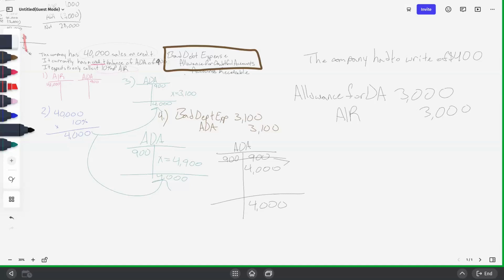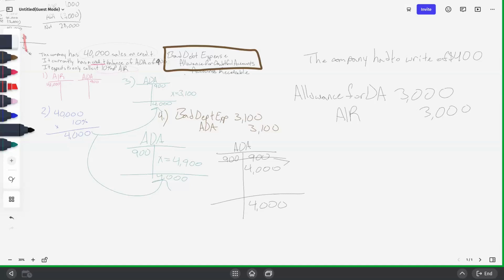Okay, so bad debt expense, to sum it up, is just money that we're not expecting to collect. Now, that doesn't mean you don't collect it. That's why we have things like 900 left over in the credit account, because we didn't collect it.